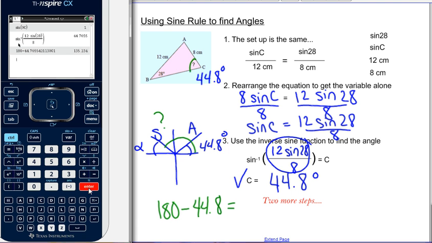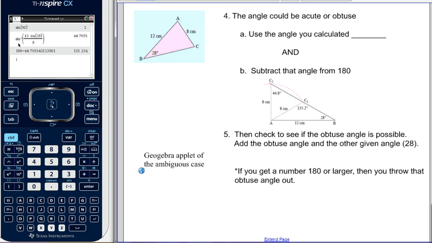Okay, so is it possible that that angle could be 135.2 degrees? To check that, we've got 44.8. We're going to use that as our alpha. We subtracted it from 180 and we got 135.2 degrees. So we need to check to see if this obtuse angle is even possible.